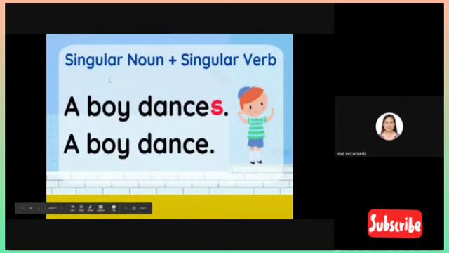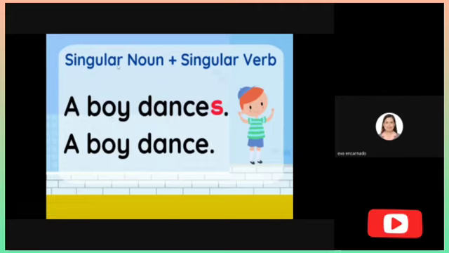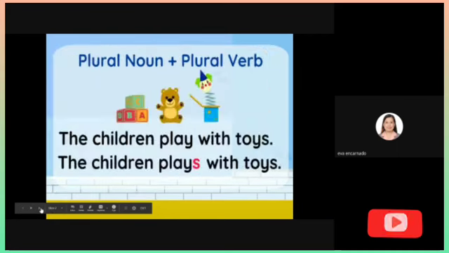Okay, who can tell me which one is correct? We are using rule number 1. Okay, rule number 1, singular noun equals singular verb. A boy dances or a boy dance? All right. If your answer is the first sentence, a boy dances, that is correct. Next. Rule number 2, plural noun plus plural verb. Which one is correct? The children play with toys or the children plays with toys? All right, that's correct. If your answer is the first sentence, the children play with toys, that is correct.